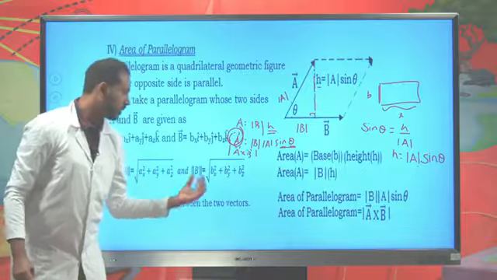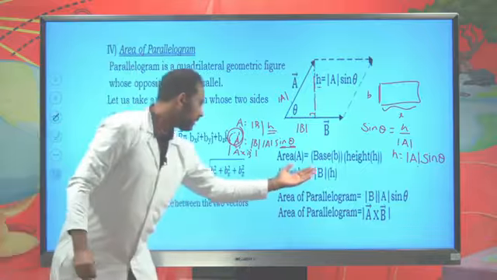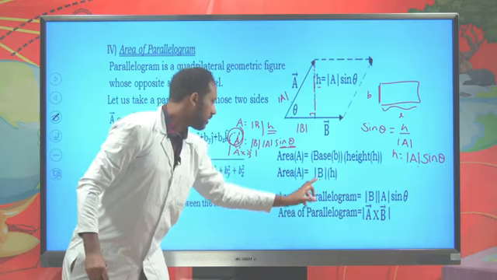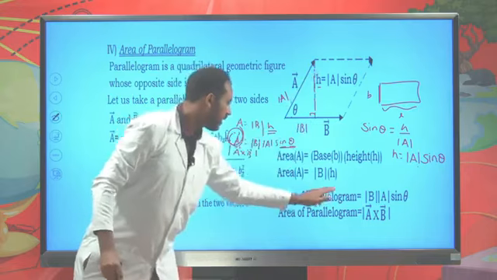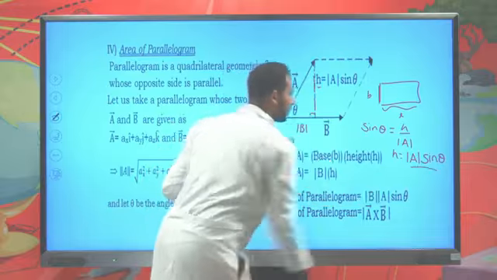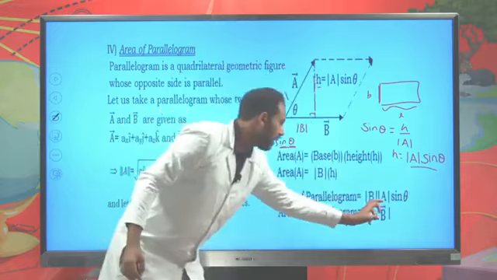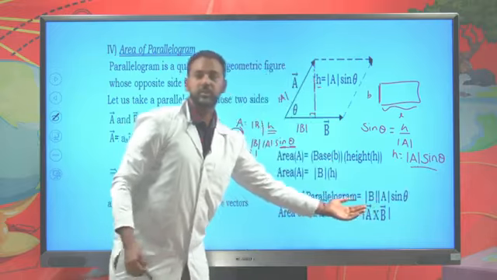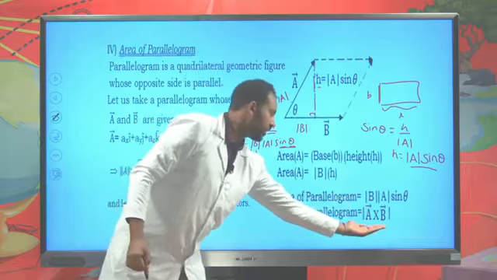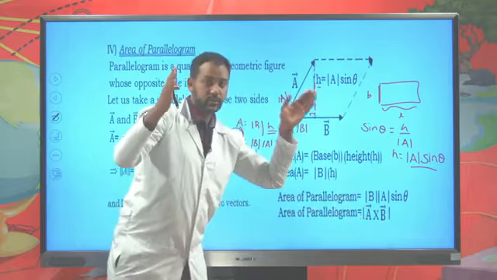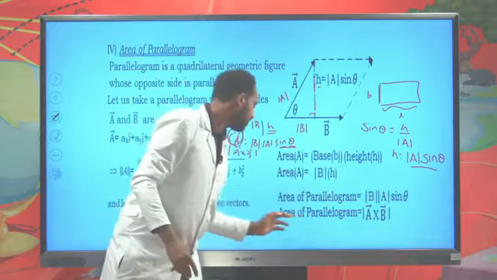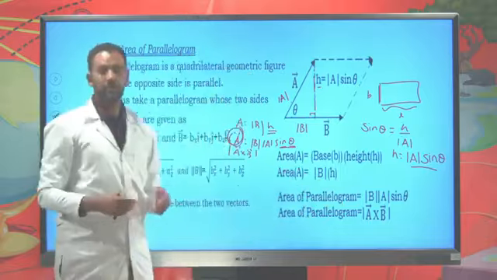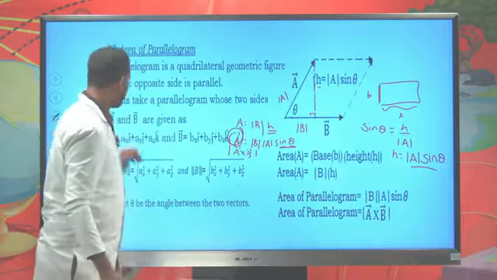The magnitude of B as well, you can determine using this technique. And the area of the parallelogram can be given as the magnitude of B times the height. But the height, we have said, is the magnitude of A sine theta. A sine theta means you are trying to determine the cross product of the two vectors, and when you determine its magnitude, you are trying to find the area of a parallelogram.